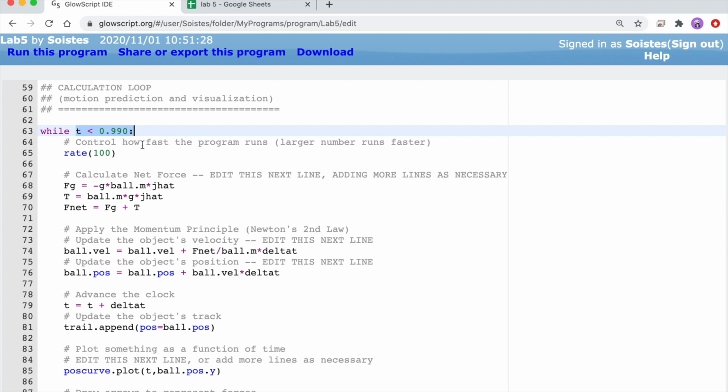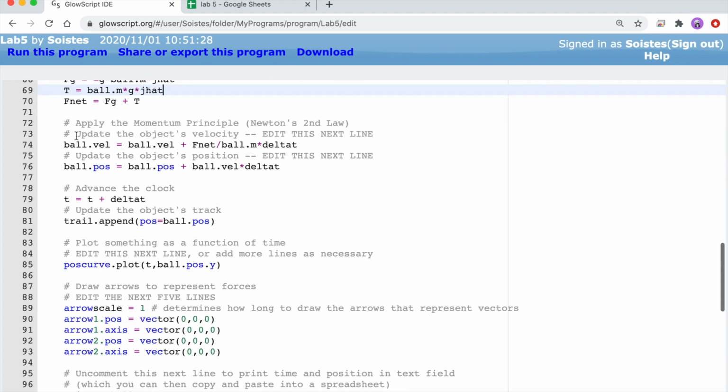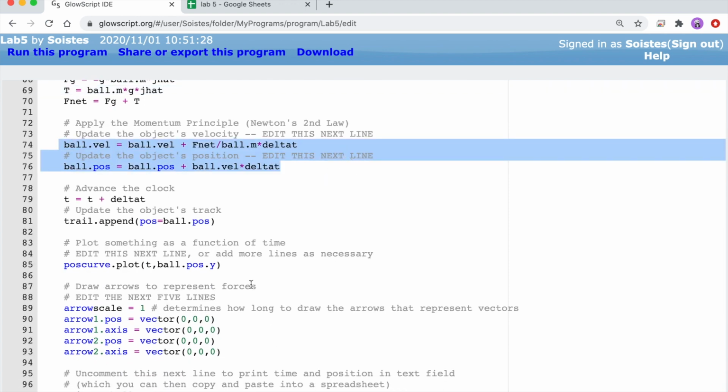For t smaller than 0.99, the end of the slinky stayed still, so we assume that the net force is 0 for that period. This is the gravitational force, and since the net force is 0, tension is just negative gravitational force. And here we do not have the drag force. That's because the end of the slinky is still. Here is the Newton's second law to predict the motion.